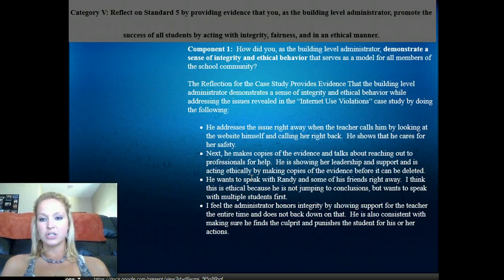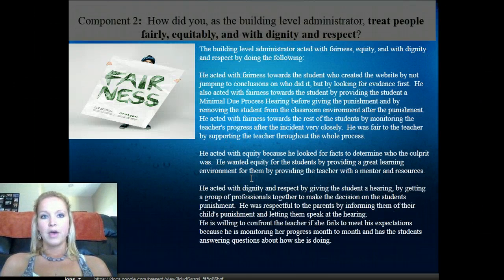He's showing her leadership and support and is acting ethically by making copies of the evidence before it can be deleted. He wants to speak with Randy and some of his friends right away. I think this is ethical because he's not jumping to conclusions, but wants to speak with multiple students first. I feel the administrator honors integrity by showing support for the teacher the entire time and does not back down on that. He is also consistent with making sure he finds the culprit and punishes the student for his or her actions.